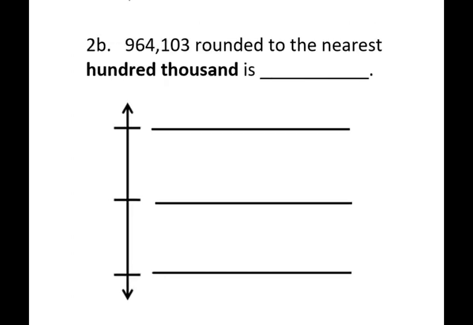Here's another example. This time I'm going to round 964,103 to the nearest 100,000. I'll start by writing the 100,000s that this number falls between. Well, since the number has 900,000, that will be my bottom number. If I add another 100,000 to that, that would be 10 100,000s, which actually puts me into 1 million.